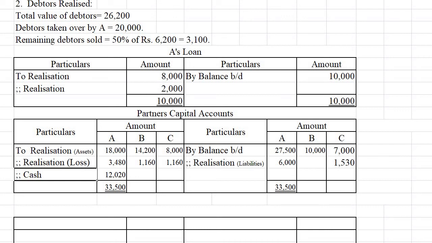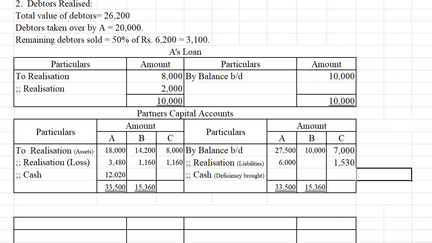Then let us see B's capital. B's capital account debit side is more. We can total there and can be taken to credit side. Credit side 15,360. Then minus 10,000, 5,360 will be there. That can be written here. So the deficiency brought in by B, 5,360.